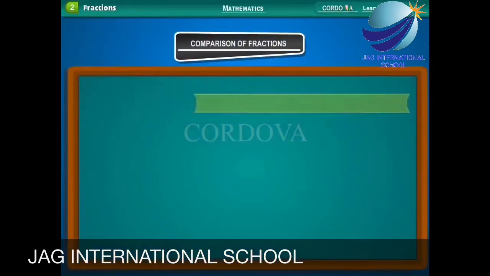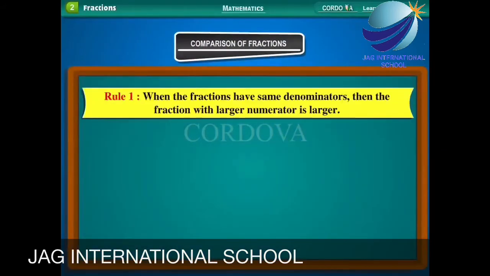Comparison of fractions. Rule 1. When the fractions have the same denominators, then the fraction with the larger numerator is larger. Examples: 9 upon 11 is greater than 7 upon 11. 3 upon 8 is greater than 1 upon 8. 5 upon 7 is greater than 3 upon 7.